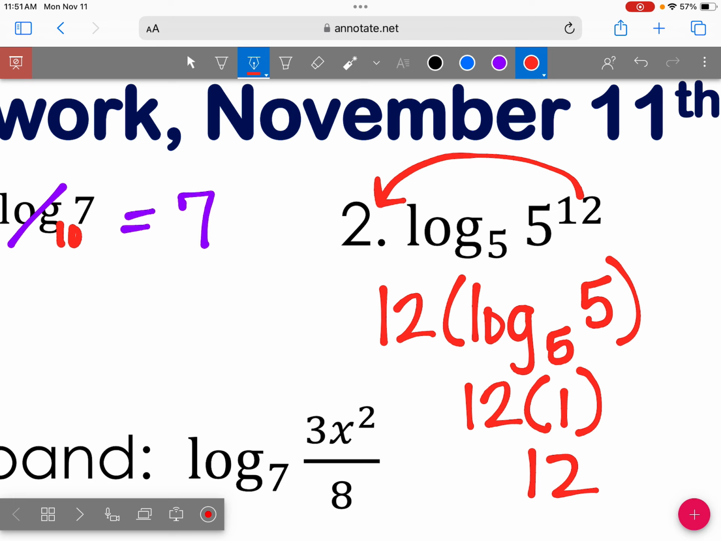The highway would be to just know that a log 5 and an exponent of 5 is going to cancel. And it's just going to give you 12. So that's 2 different ways to work through that. All right, that's the first 3 questions in homework 20. It's just canceling out.